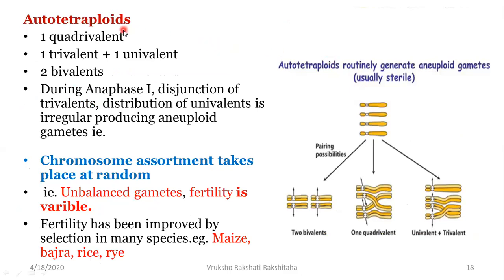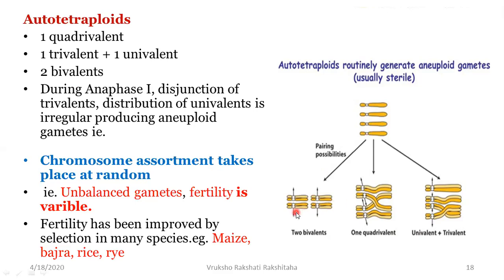Now, let us discuss autotetraploids. Look into this picture over here. There are four chromosomes, that is, autotetraploids have four copies of the same chromosome. Now, what are the pairing possibilities? The pairing possibility is that two bivalents may be formed.